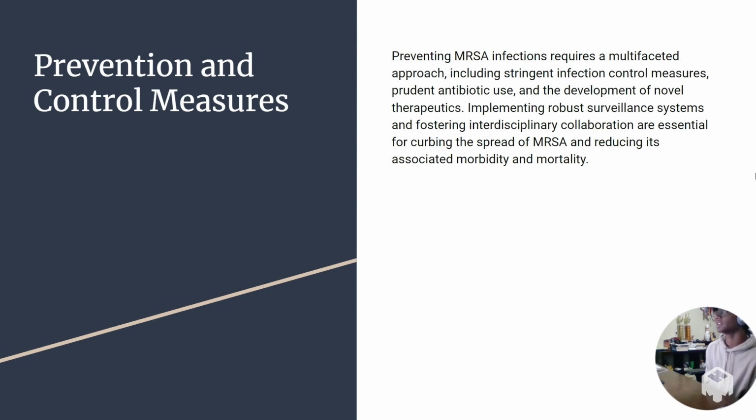Preventing MRSA infections requires a multifaceted approach, including stringent infection control measures and prudent antibiotic use, the development of novel therapeutics, implementing robust surveillance systems, and fostering interdisciplinary collaboration. These are all essential for curbing the spread of MRSA and reducing its associated morbidity and mortality rates.